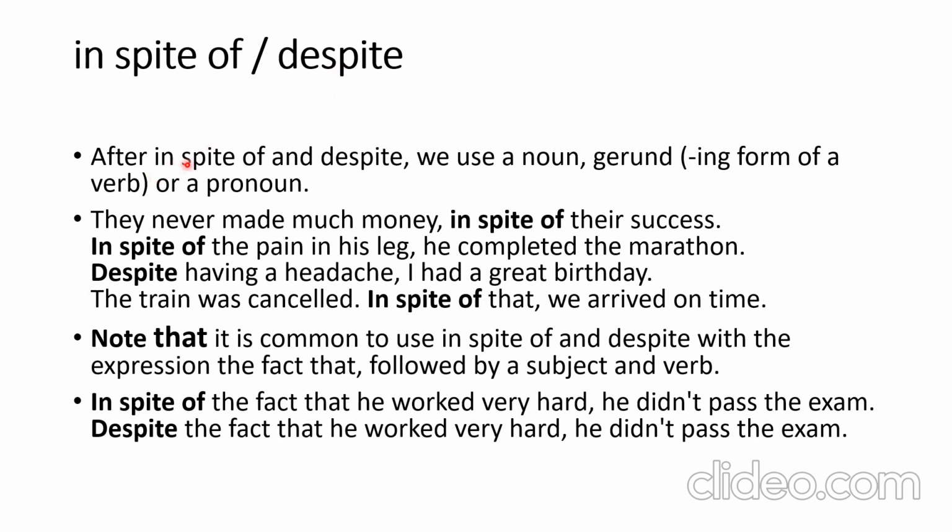After in spite of and despite, we use a noun, a gerund, or a pronoun. So guys, what is a gerund? A gerund is a verb plus ing. Okay? So let's have examples. They never made much money in spite of their success. Here we find in spite of followed by a noun. We can find in spite of or despite followed by a noun or gerund or a pronoun.